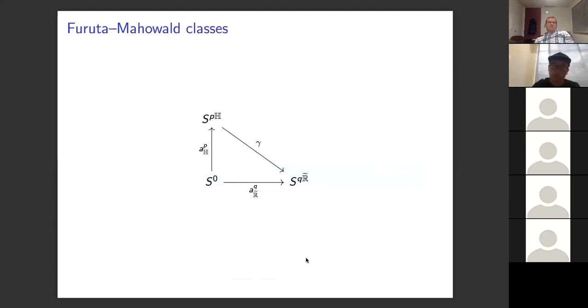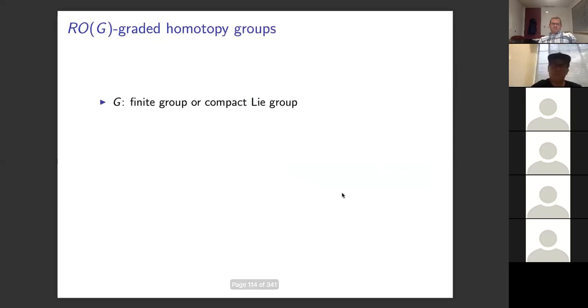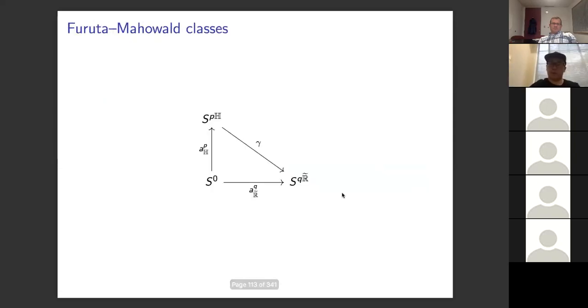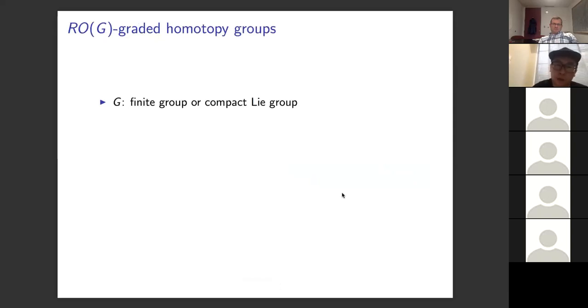aside from the whole geometric theory, as a homotopy theory problem, this is really the chart we're looking at. We're asking when there exists a map between representation spheres such that this diagram commutes. We want to classify all possible P and Q such that this diagram commutes. So this is equivariant homotopy theory. One of the great things about equivariant homotopy theory is this RO(G) grading.